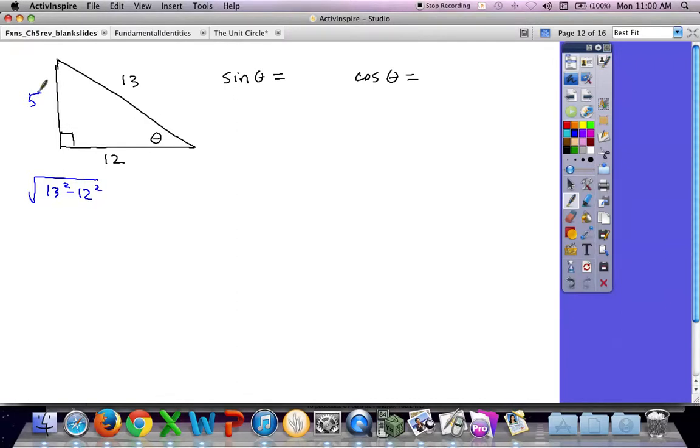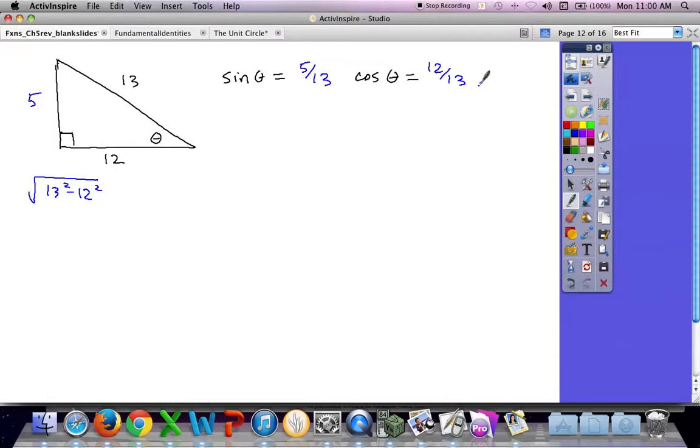Okay, now with all that filled in, what is the sine of theta? Opposite over hypotenuse, 5 over 13. What is the cosine of theta? 12 over 13. Right? You know, that's not even like chapter 5. That's like chapter 4 stuff.